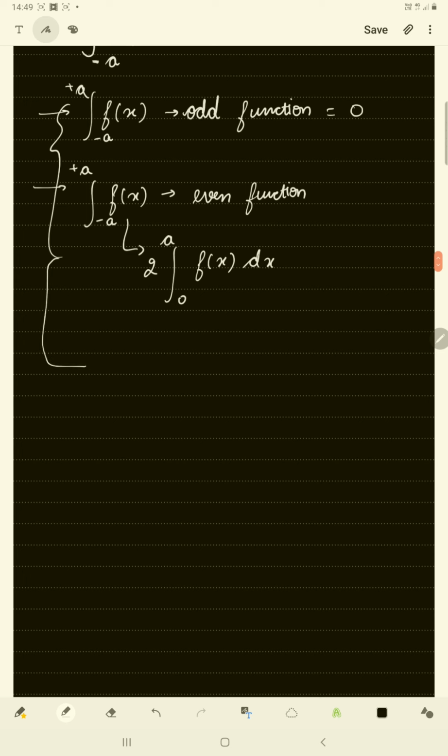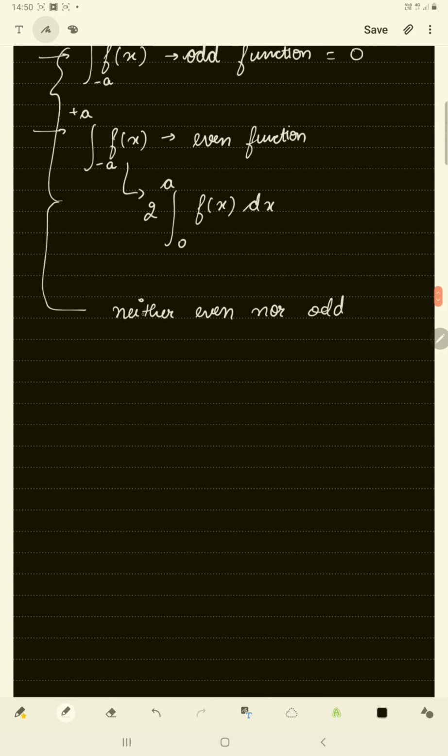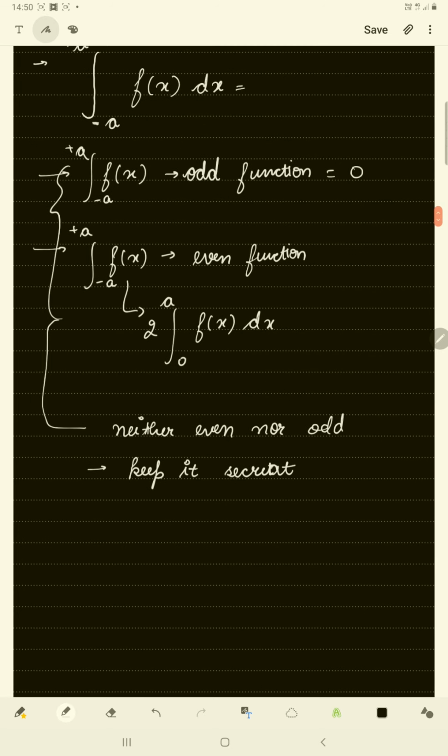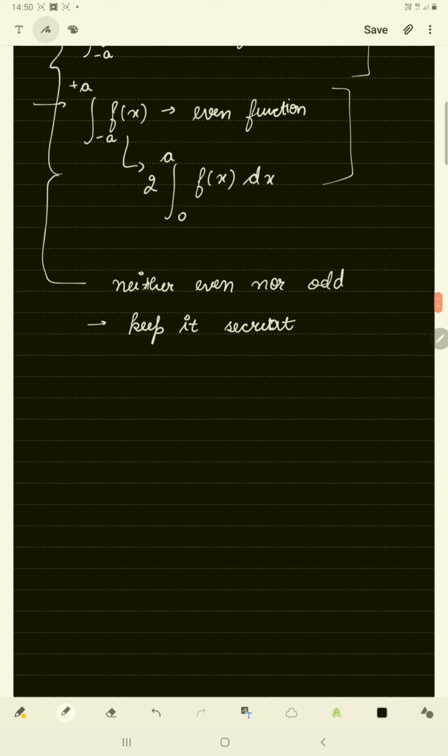But what if we get a function that is neither even nor odd? In that case we are going to apply another property that we will study in later videos. I'm not going to tell you the property here, so let us keep it secret, and we are surely going to reveal it in further videos. So let us first deal with these two concepts.